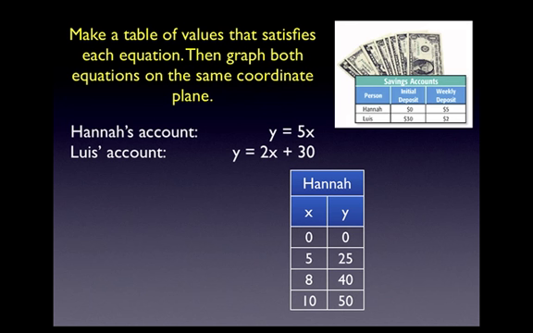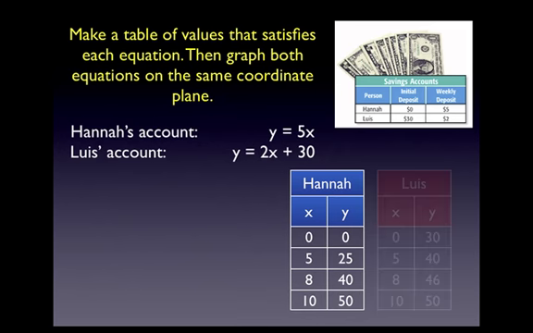And when we have 5 weeks later, we're going to do 5 times 5, which is equal to 25. When x is equal to 8, $5 times 8 weeks is equal to $40. And then 10 weeks times $5 is equal to $50.